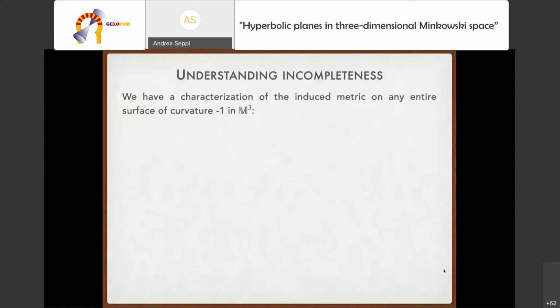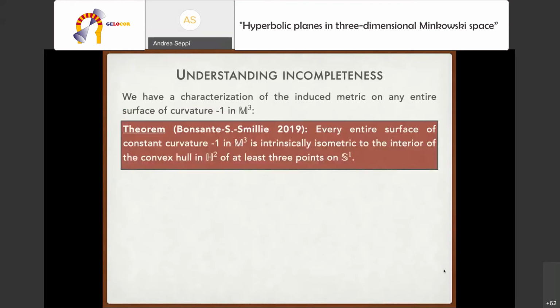And also, as a last comment on my results, I want to give you a better understanding of the incompleteness. So what happens when the surface is incomplete? We are still able to characterize the induced metric. So our result is that whenever you have an entire surface which has constant curvature -1, then it is intrinsically isometric to the interior of a convex hull. So it's a picture like that. This is the Poincaré model of H2. Take any subset of the circle, take the hyperbolic convex hull. That's what an incomplete surface looks like.